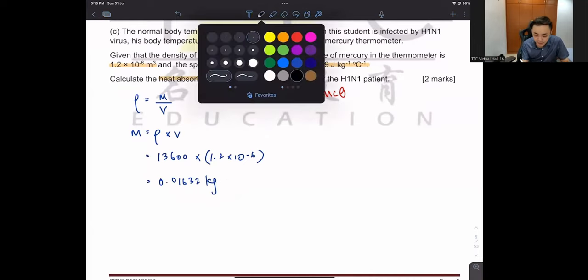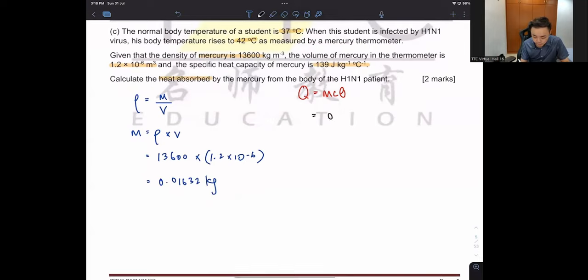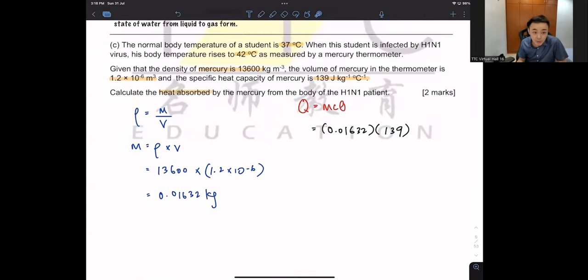So finally, you can calculate that. The heat absorbed equals 0.01632 times the specific heat capacity, 139. That's it, nothing else. Oh, by the way, I know in chemistry you learn thermochemistry, where they give you in terms of kilojoules. So check the unit properly. Again, in physics, everything is SI units: joules, kg, no kilojoules. Theta, how much? Bear in mind, theta is the change in temperature: 42, 37.